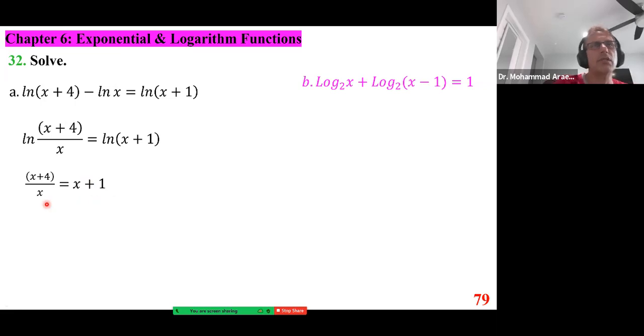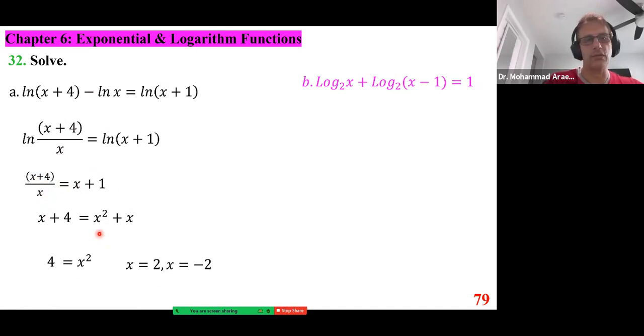So this is an equation we're going to solve by cross product. Remember, this is x plus 4. This is x times x, x squared, x times 1x. We are going to drop the x squared becomes 4. Therefore, x is positive or negative 2.